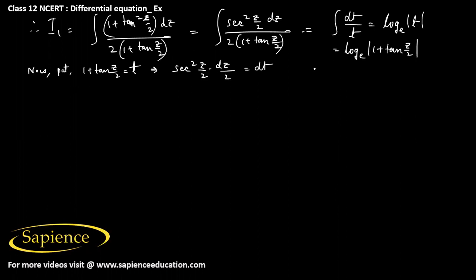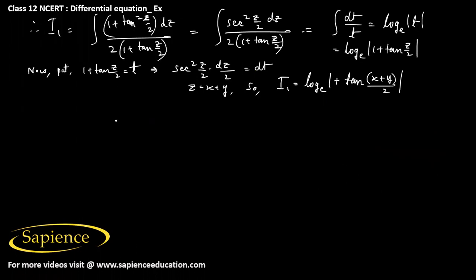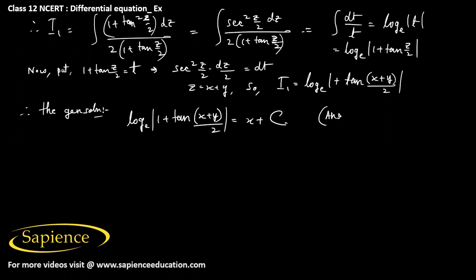And as we have substituted, z was x plus y. So this integral I1 can be written as log base e mod 1 plus tan x plus y by 2. And the integral of the right-hand side is obviously x plus c. So the required general solution of this differential equation is simply log base e mod 1 plus tan x plus y by 2 equals x plus c. So this is the final answer. Thank you.